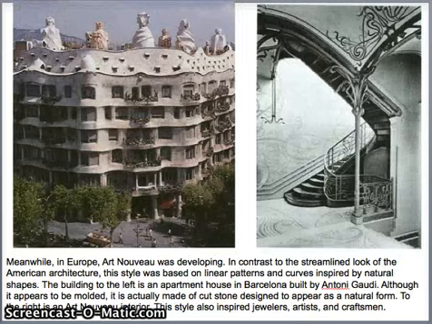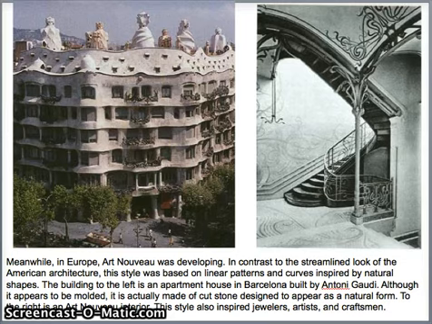Now let's look at a little bit more odd architecture. In Europe, there's a style called Art Nouveau that was developing during the same time period, the early 20th century. In contrast to the streamlined look of the American architecture that we just looked at, this style was based on linear patterns and curves inspired by natural organic shapes.